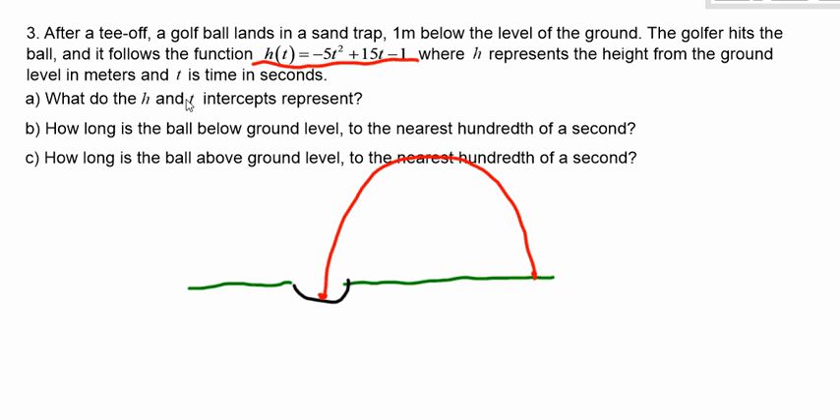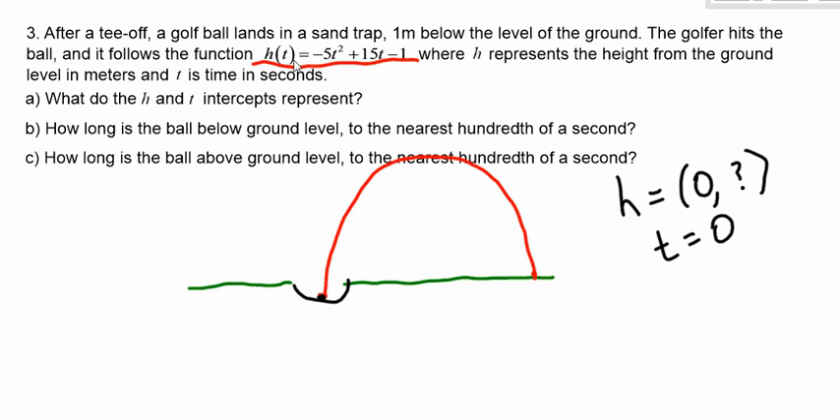And it says, what do the h and t intercepts represent? So we'll find the h and t intercepts in a second, but let's just make sure that we understand where they would be on this graph. An h-intercept is going to be something that looks like this. So it's going to have a 0, and then it's going to have a number over here. So the h-intercept is where t equals 0. So when the golf ball starts its journey, at the very moment where we start hitting the ball, where is it? Well, it's right here. It's in the sand trap. So the h-intercept is the initial height of the ball.